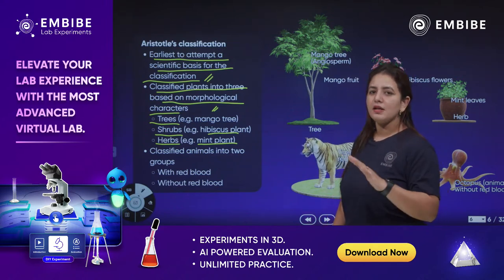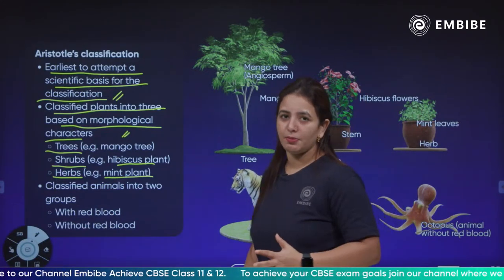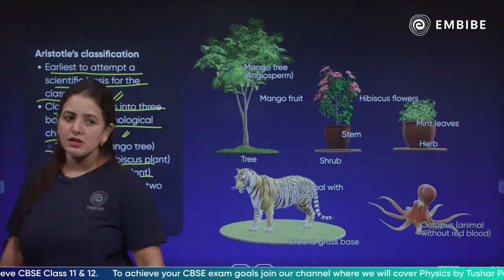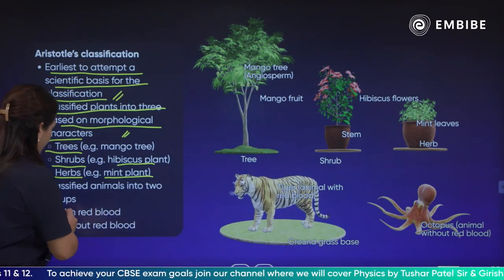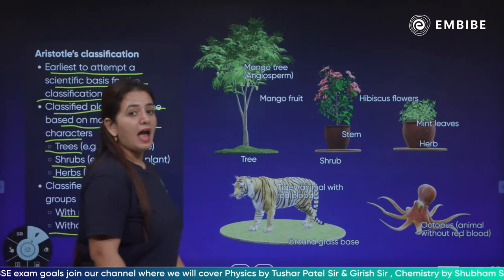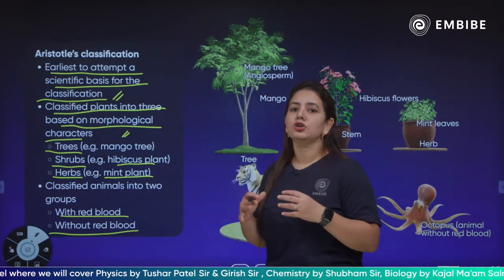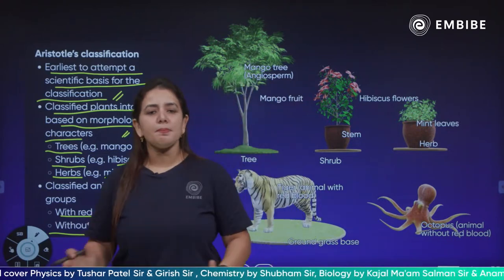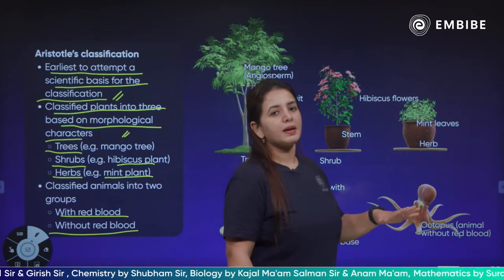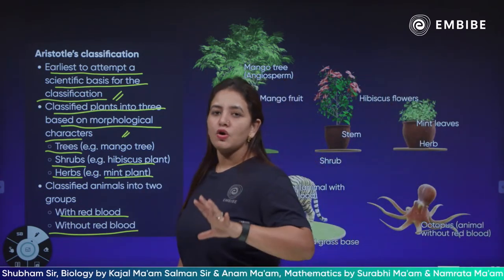Easy, simple, and it was the very first attempt by Aristotle. He also classified animals on the basis of red blood cells: animals which contain red blood cells, or RBCs, and animals which do not have red blood cells, simply classified into two. So Aristotle made an attempt to classify animals and plants on the basis of these features.